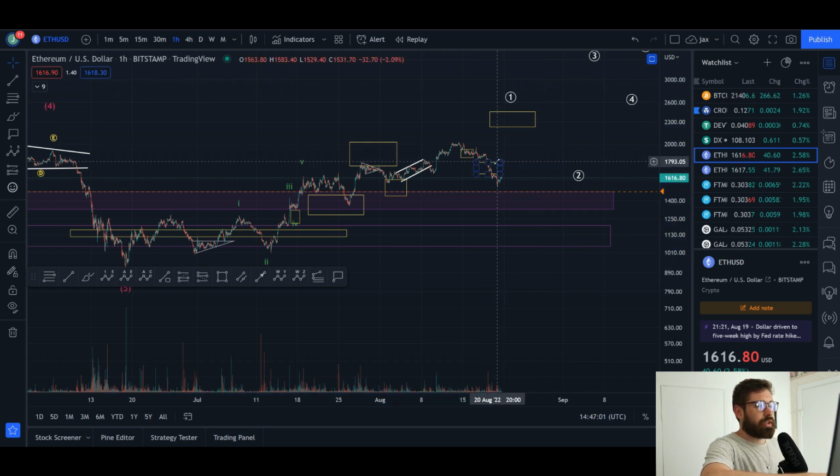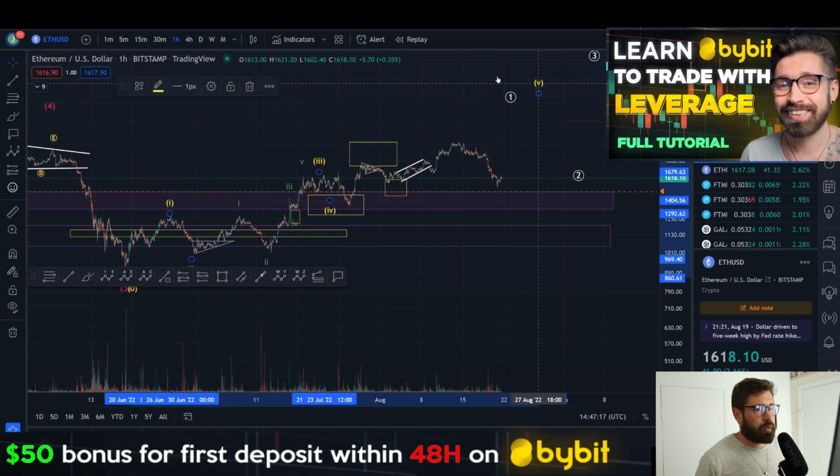So let me take these boxes out. So the only bullish scenario that remains is that this was the completion. Oh, I erased way too much here. Sorry, guys. This can remain. These can come out. This can come out. Okay, perfect. So the only bullish scenario remains is that we completed our 5-wave structure.